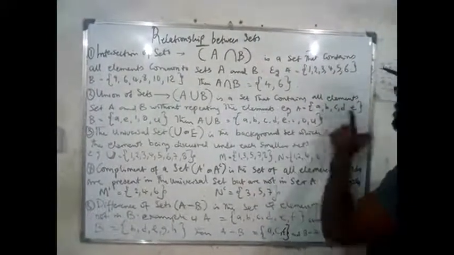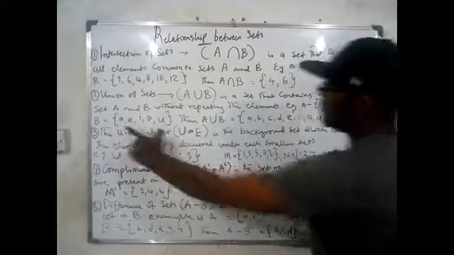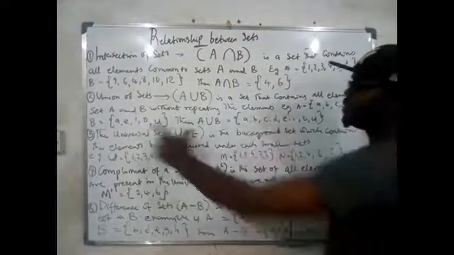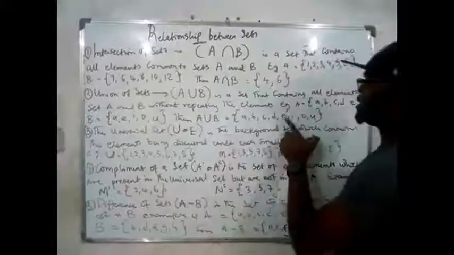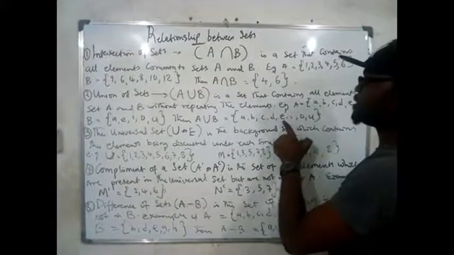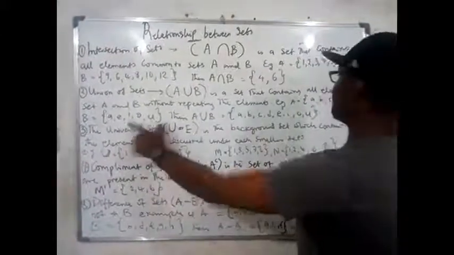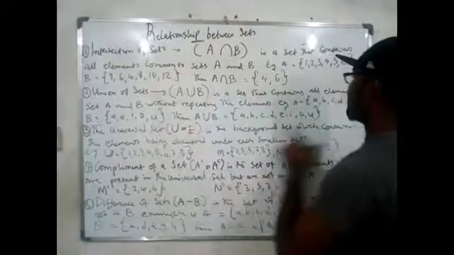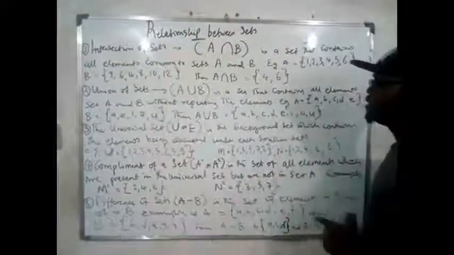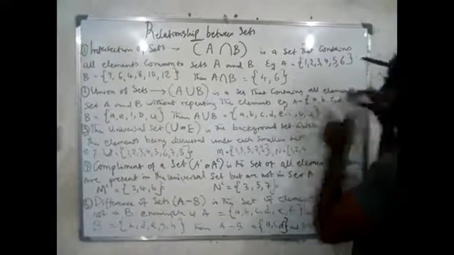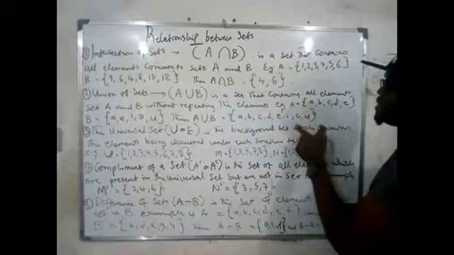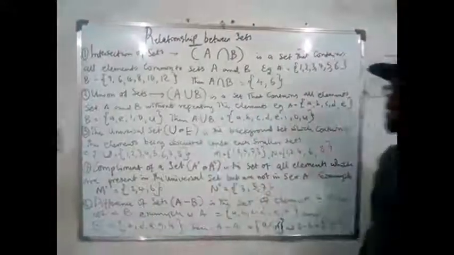D, E, you continue here, A, but you have already written A, so you leave it, don't repeat it. E, you already written E. E here, don't repeat it. I, you write I. O, you write O. U, you write U. So it's simply the collection of both sets here and here, but without repeating. That is A union B.